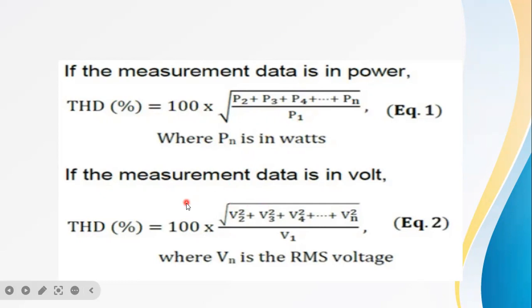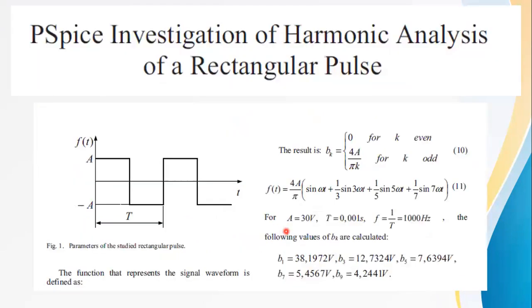In terms of voltages, the measurement data is given in volts. To calculate the total harmonic distortion, it is the square root of V2 square plus V3 square plus V4 square plus so on up to Vn square, where V2 is the second harmonic, V3 the third harmonic, V4 the fourth harmonic, divided by the fundamental V1. Like this, we can calculate the total harmonic distortion of a non-sinusoidal waveform.